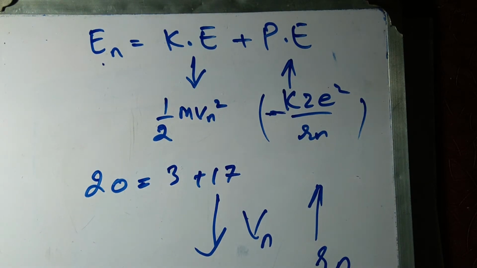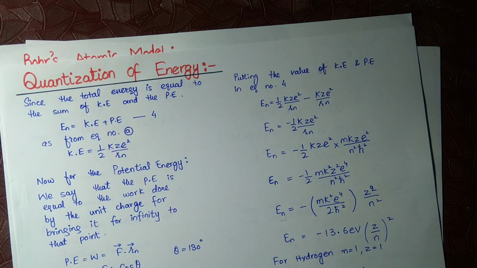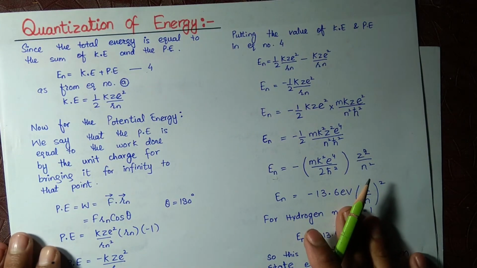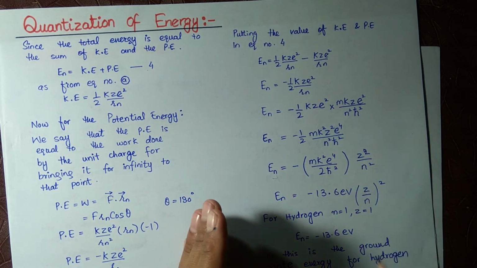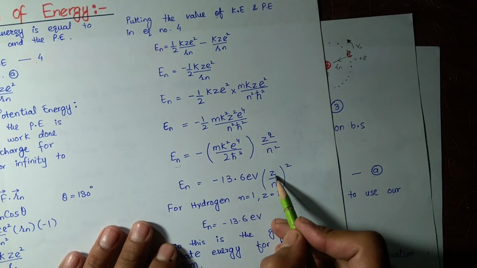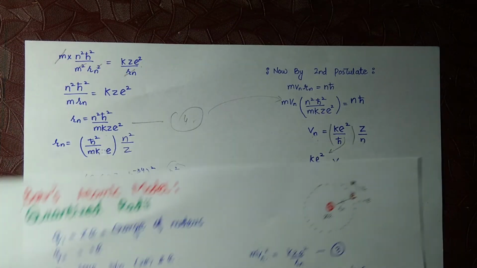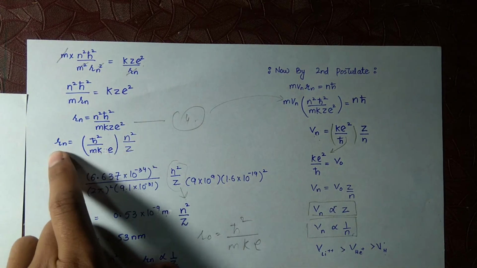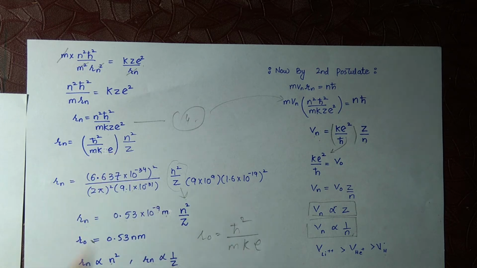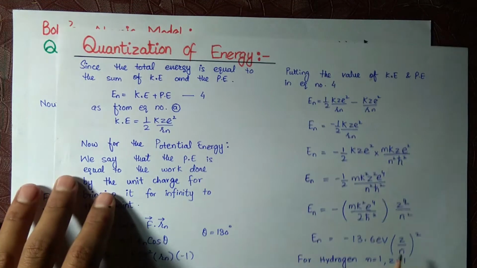So let's talk about the quantization of energy, and see how energy is related with n and z. In every equation, at the end we have to find the relation with n and z. Previously we found a relation for the radius, and now we are going to find a relation for energy.